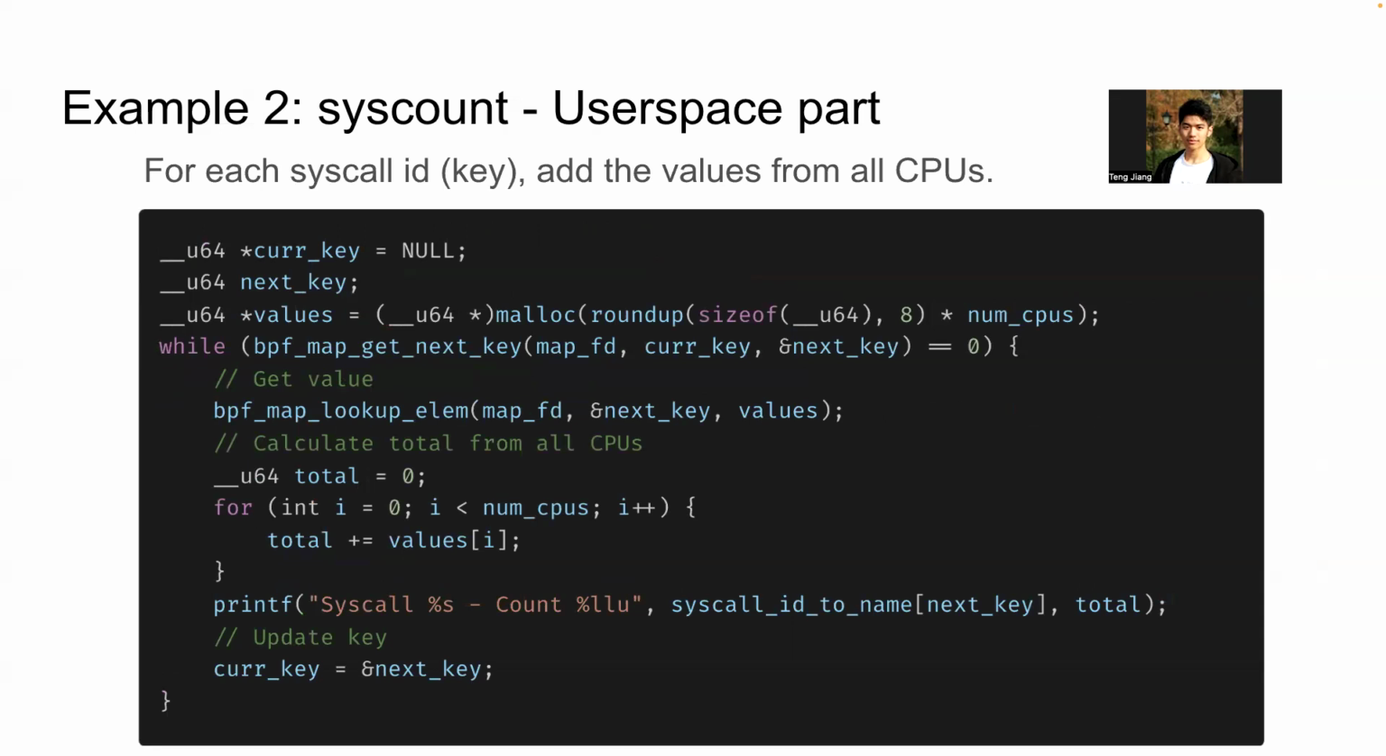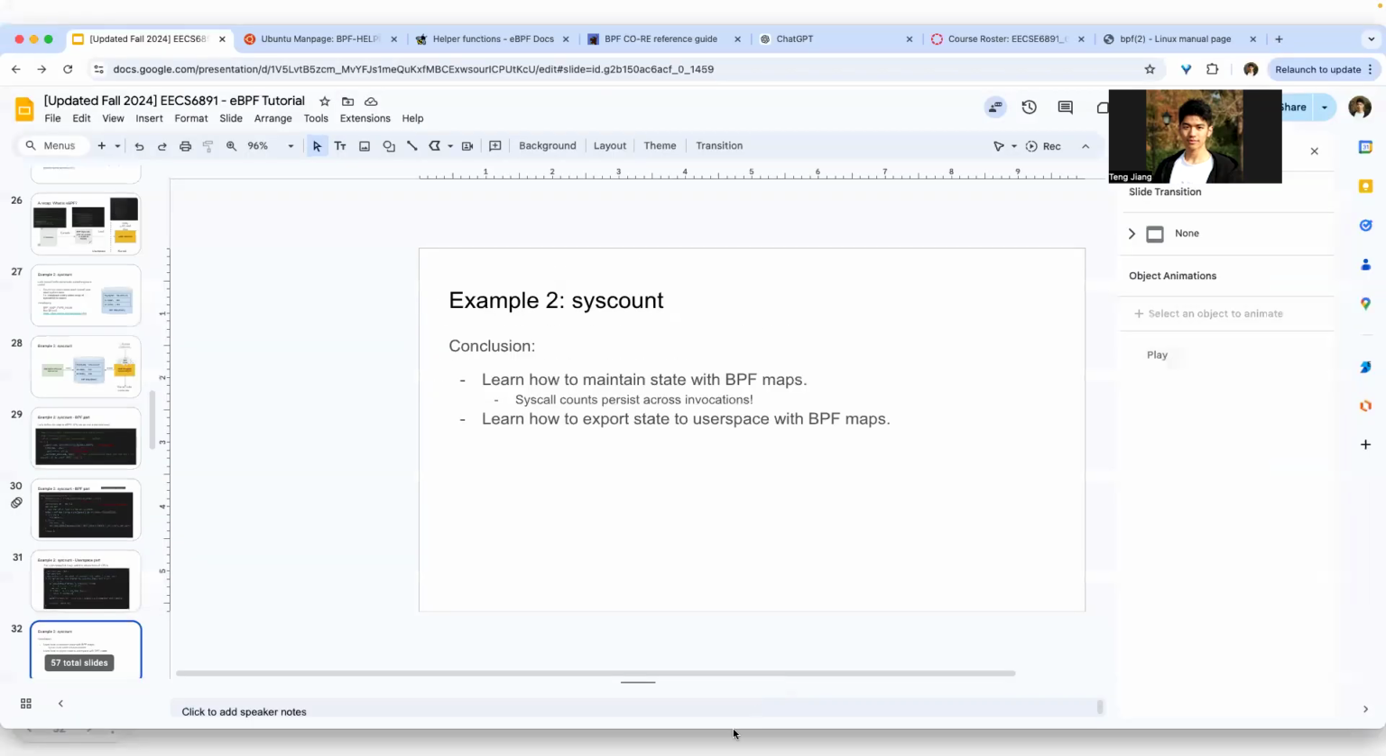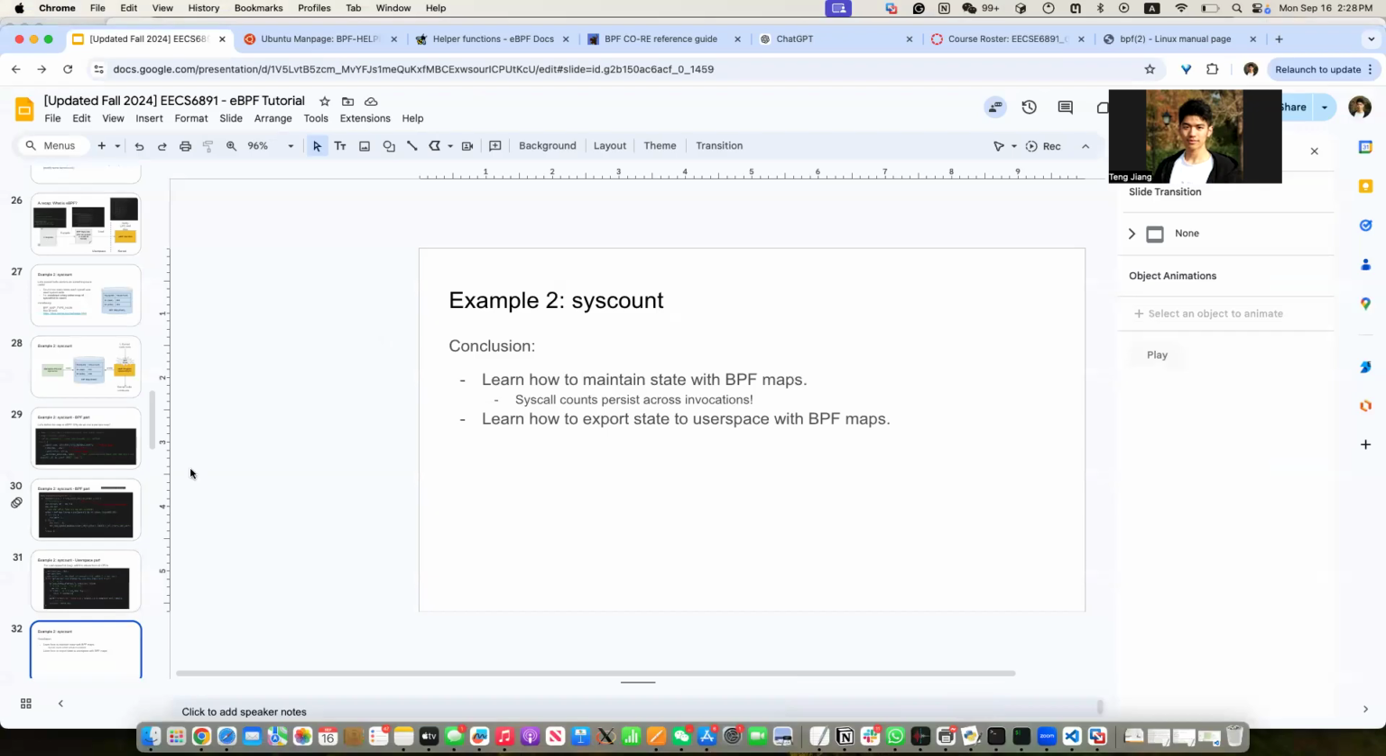Okay, the user space portion, which is BPF map get next key, BPF map lookup element. It's what libbpf allows you to do. It's all macros, very nasty. So let's go back.